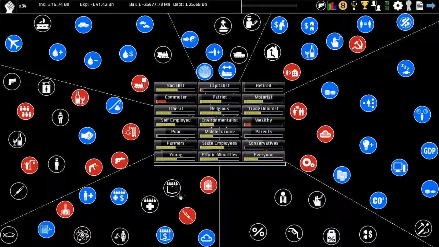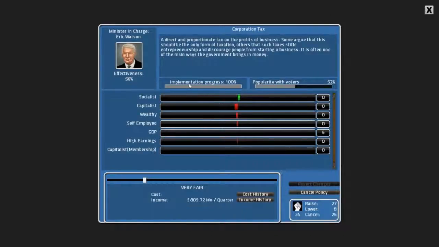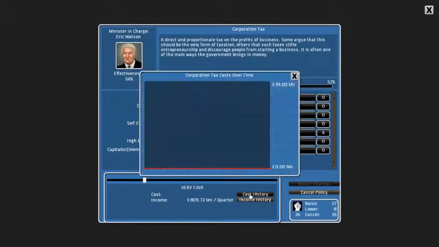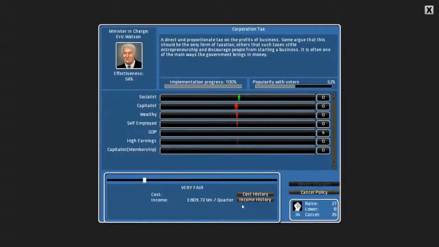If I look at one of the policies, we'll just pick this policy, corporation tax. There are also some changes here. Actually, I'd forgotten that I just put this stuff in for cost history and income history. I've just started a game, so everything's flat. But you'll be able to see how income from corporation tax has changed over time, because obviously it's influenced by all kinds of stuff like GDP.